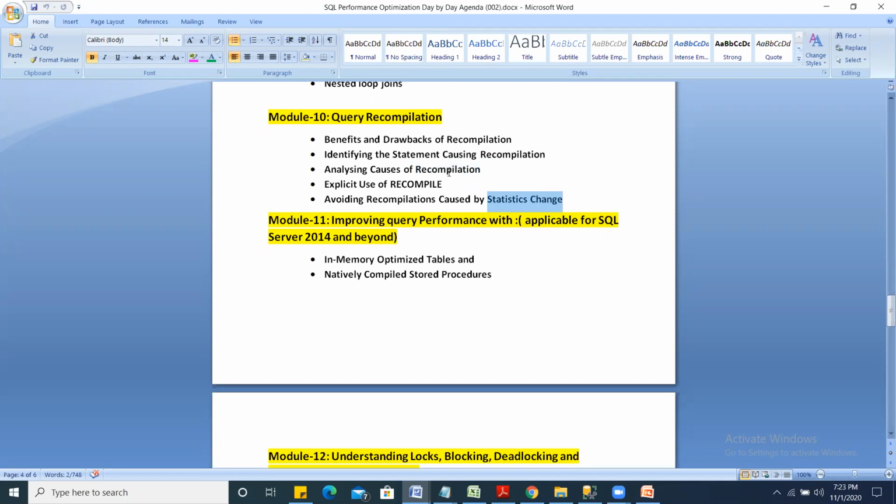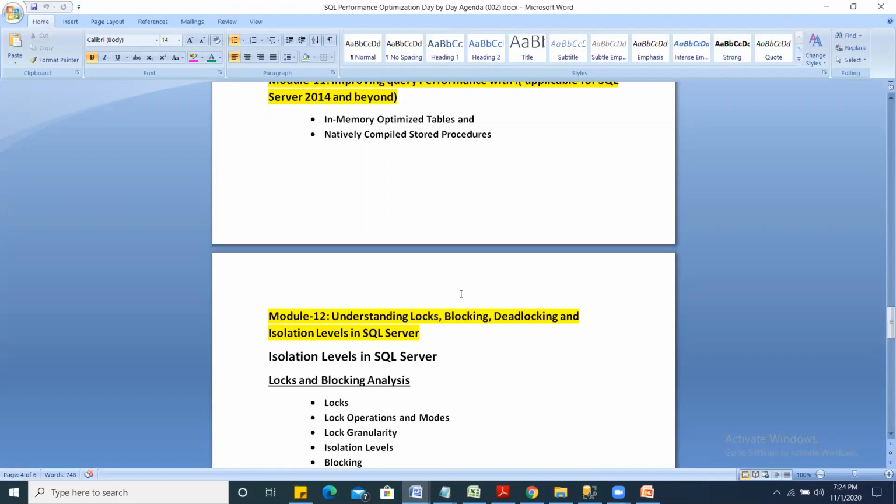So there are 3-4 main reasons due to which a query recompiles over and over again. One of the reasons is statistics changes, right? Another reason is introduction of new indexes in the table, right? These are the two major reasons. Another reason may be introduction of new columns in the table, right? So these are the major reasons, and how you can avoid especially recompilation that is caused by statistics changes, right? That we will discuss.